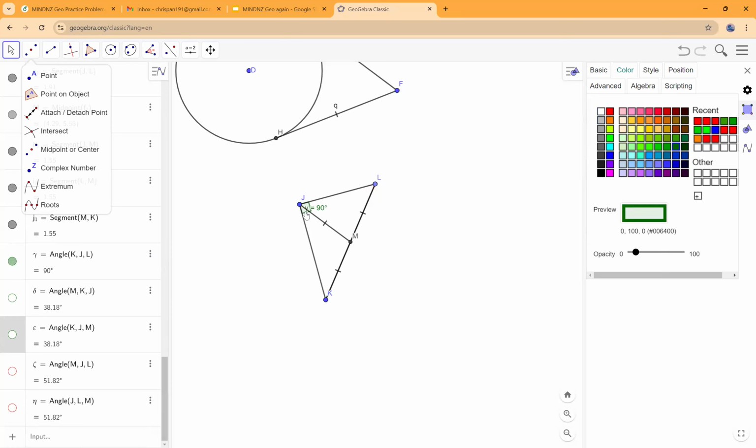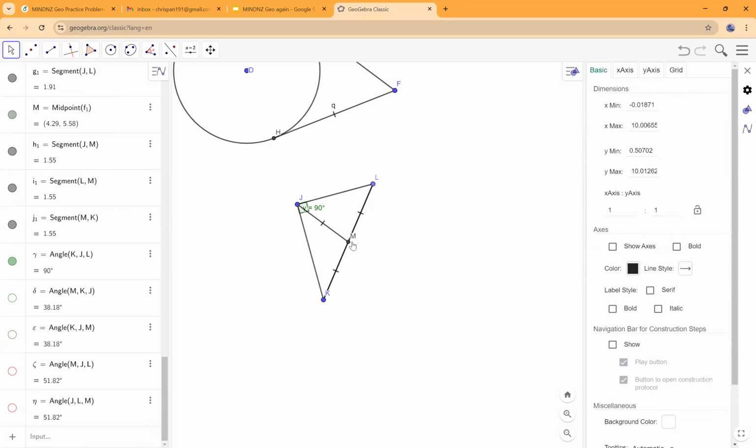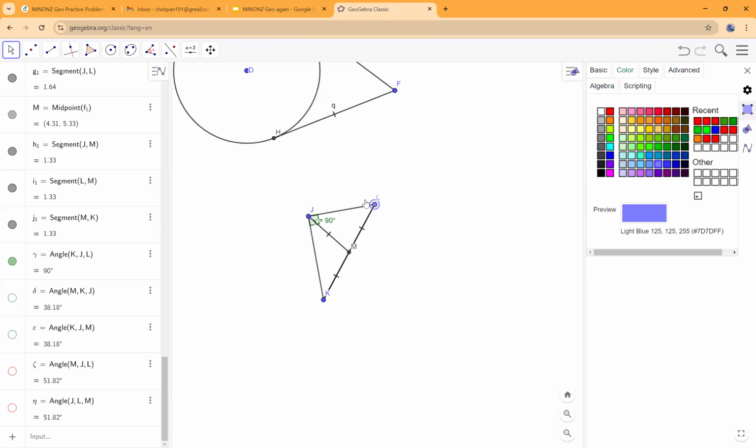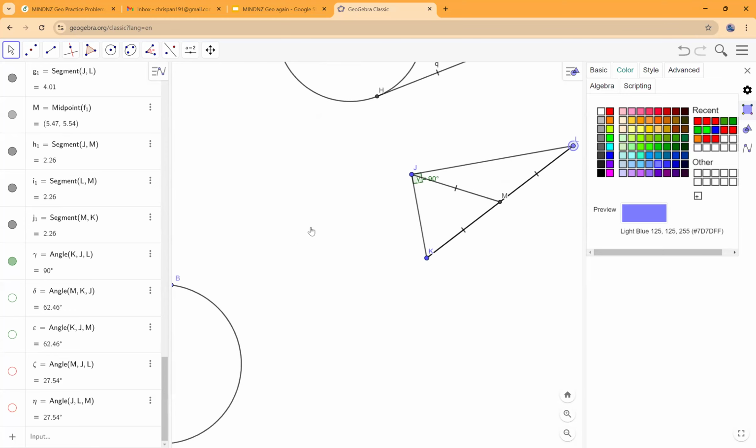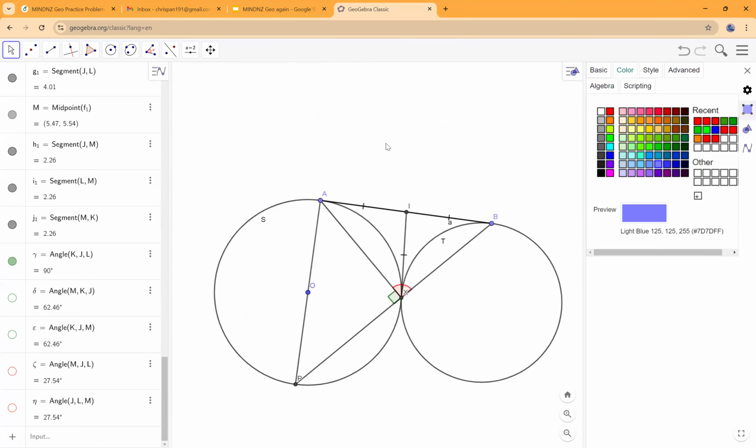And similarly, if this angle is 90 degrees, it's not too hard to show that these lengths MJ, ML, and MK are all equal. So this is actually also a pretty important fact. It comes up quite often, where you have a right triangle and you have a midpoint of the hypotenuse, and you have three equal lengths like this. Okay, so I'll just leave that floating there.